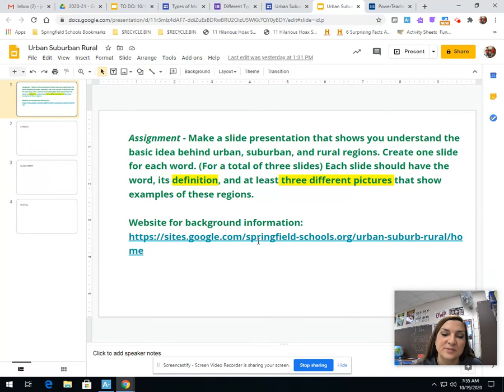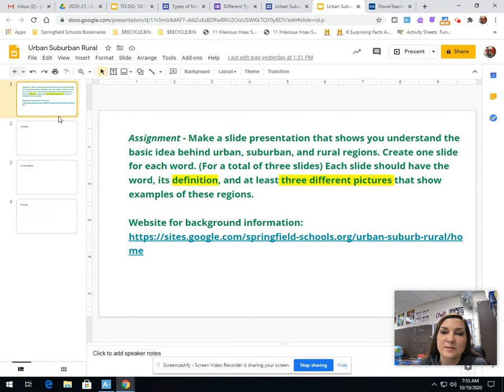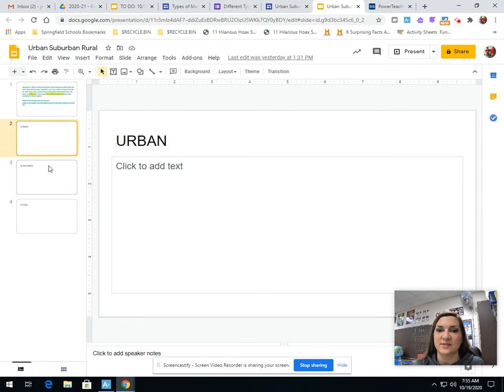I hyperlinked the website to this slideshow, but you're going to see this is a blank slideshow. You can change it how you want. The words are already added for you. You need a definition for each one and at least 3 pictures. If you would like to do this by hand, you could also draw the pictures and write out the definitions, just insert a picture on each of these slides.